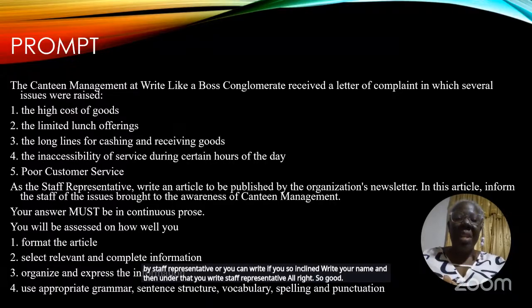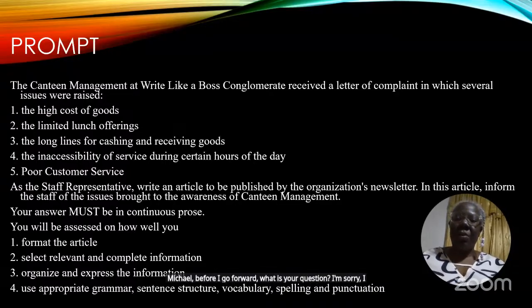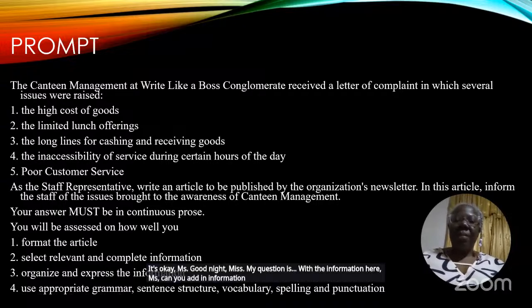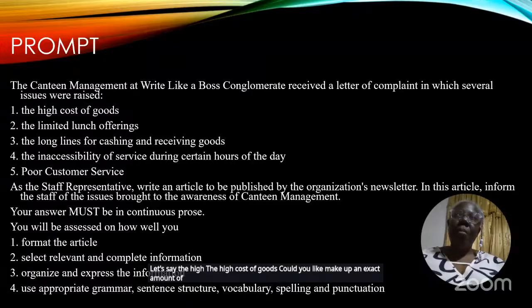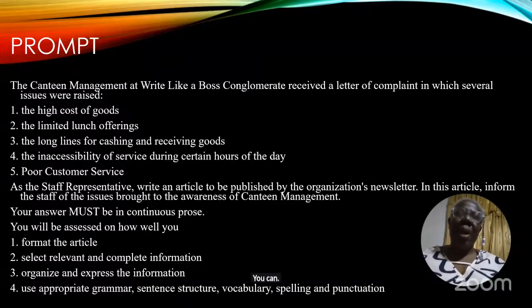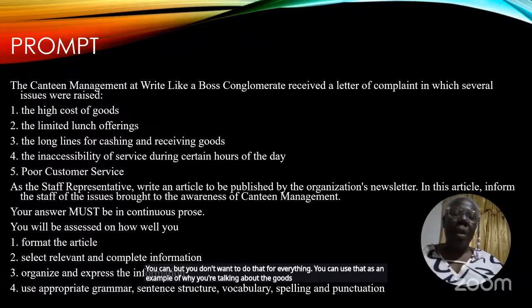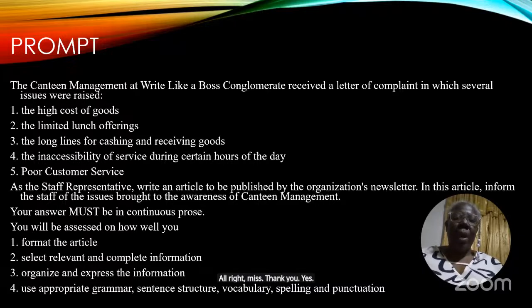So I'm confident then. Mikhail, before I go forward, what is your question? I'm sorry, I almost missed you. It's okay, Miss. Good night, Miss. My question is, with the information here, Miss, can you add in information of your own? For example, let's say the high cost of goods. Could you make up an exact amount of increase? You can, but you don't want to do that for everything. You can use that as an example of why you're talking about the goods being costly. All right, Miss. Thank you. All right. Daniela, you can go ahead.